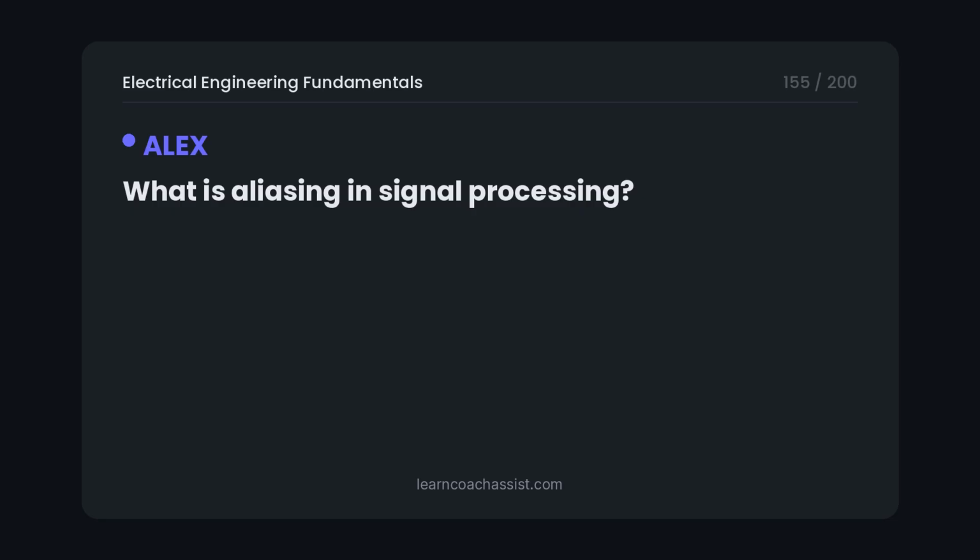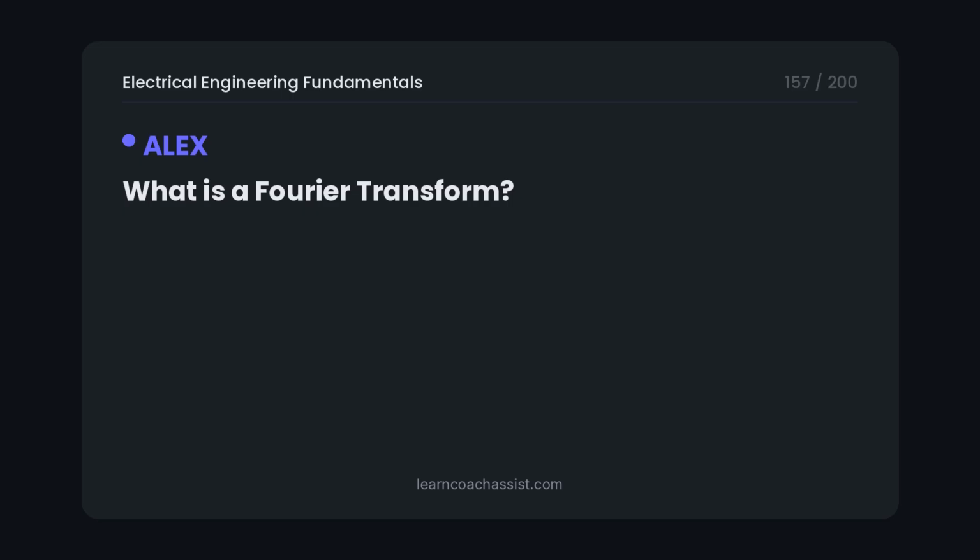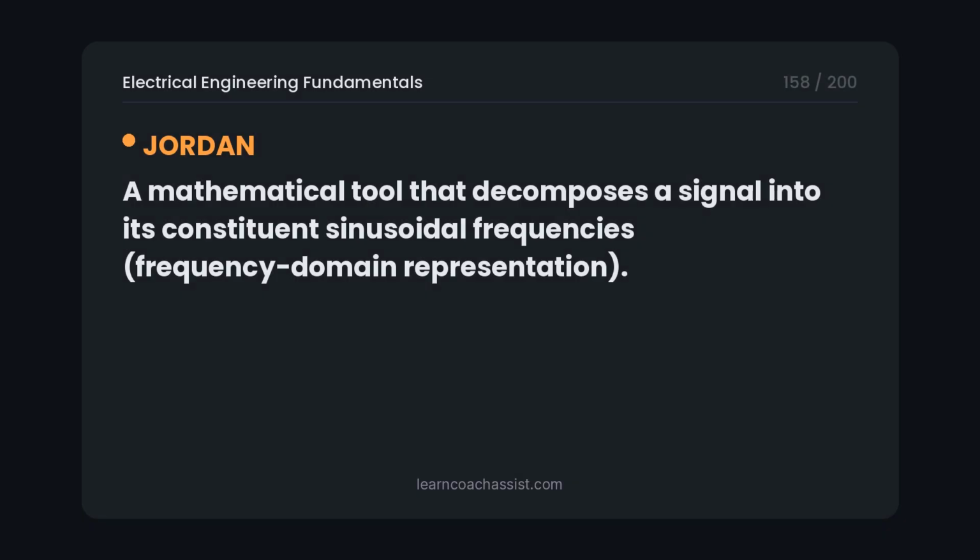What is aliasing in signal processing? Distortion that occurs when a signal is sampled below the Nyquist rate, causing high frequencies to appear as lower frequencies. What is a Fourier transform? A mathematical tool that decomposes a signal into its constituent sinusoidal frequencies, a frequency domain representation.